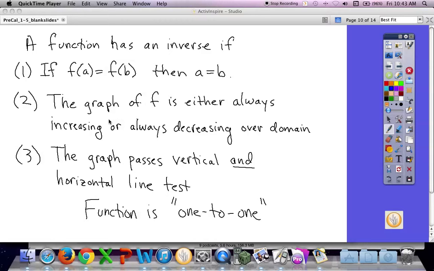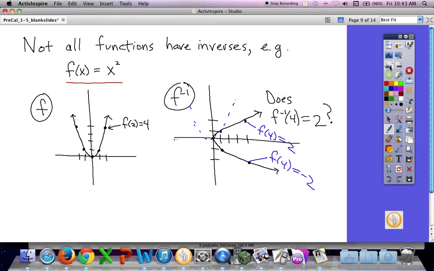Then it's there. If we go back again and look at our original function here, it clearly passes a vertical line test, but would it pass a horizontal line test? No, so it doesn't have an inverse.